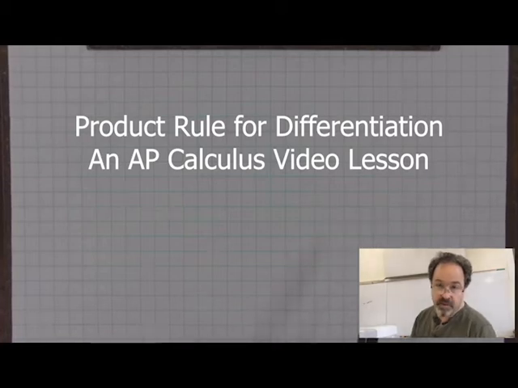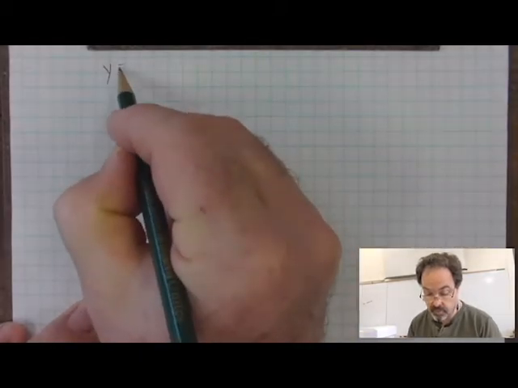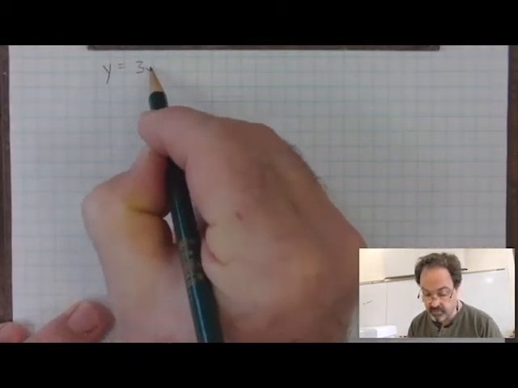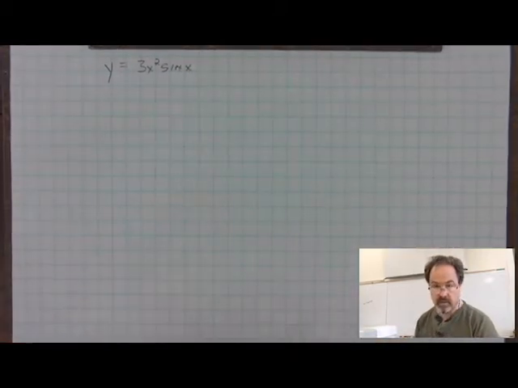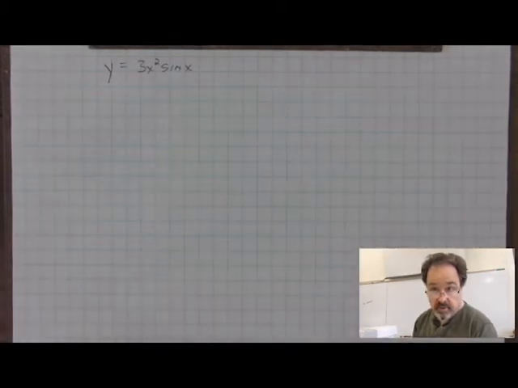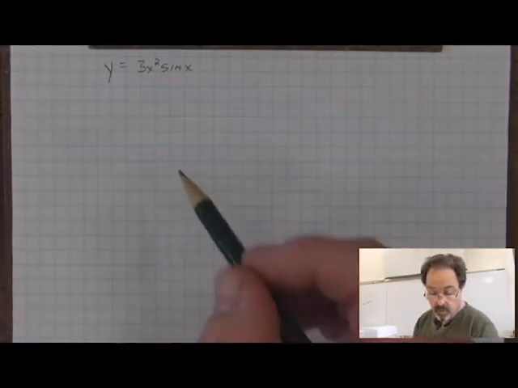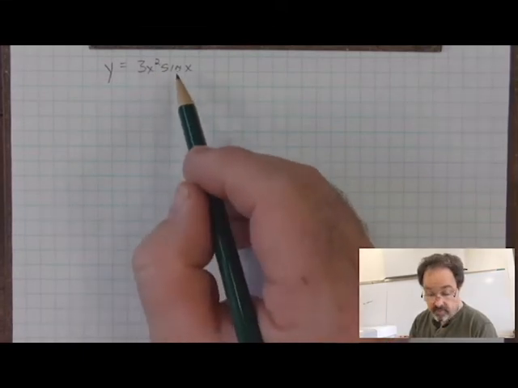VLSos here. This is a video lesson on the product rule for differentiation. Let's work with the equation y is equal to 3x squared times the sine of x. And hopefully we can immediately see that this function is more complicated than a single polynomial term. We have the product of 3x squared and sine of x.